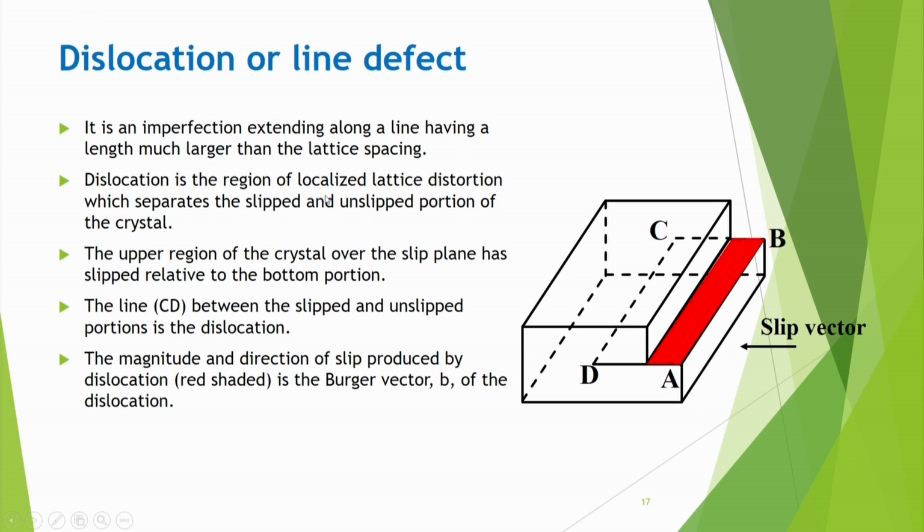So a dislocation is a region of localized lattice distortion which separates the slipped and unslipped portions of the crystal. A schematic diagram is shown. Here it has slipped, and here this upper portion has slightly slipped, and this lower one is this one.